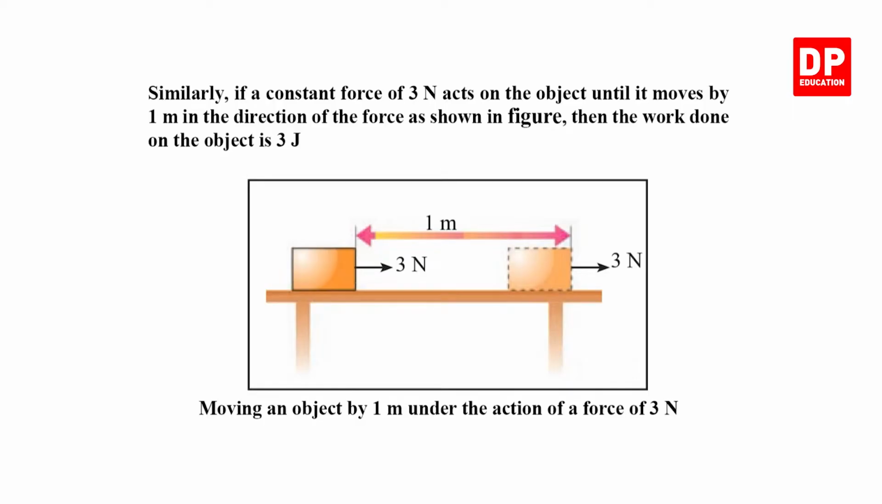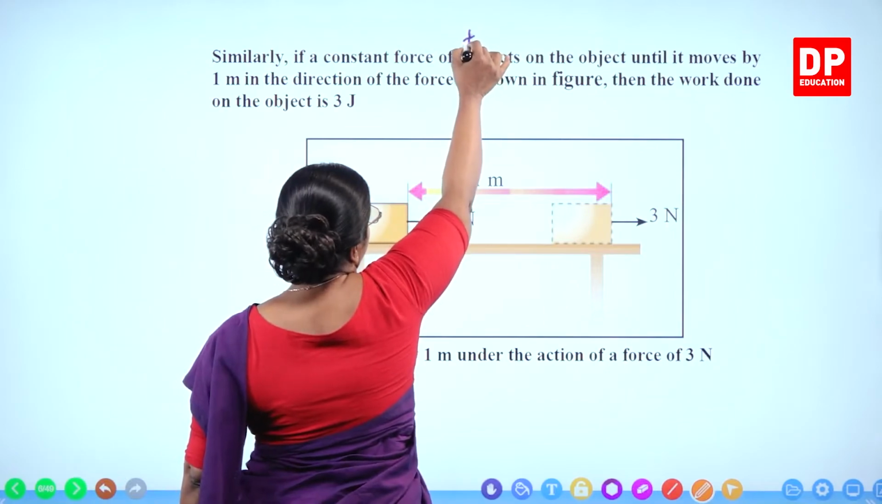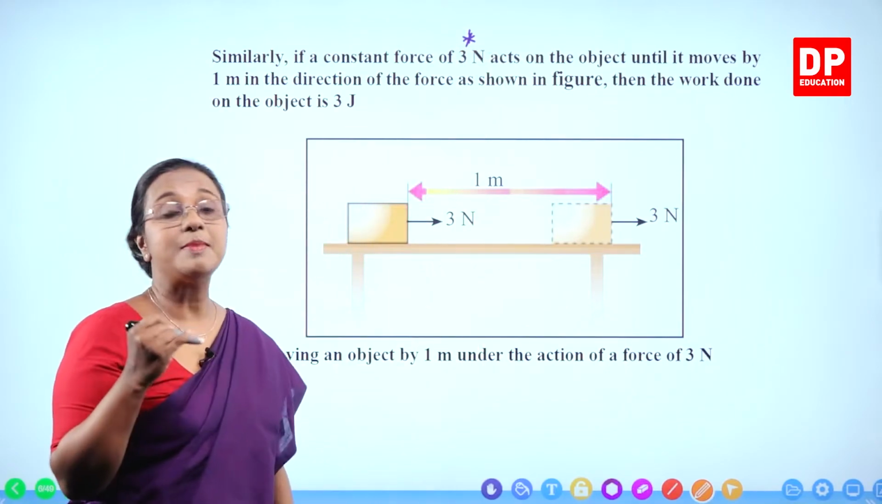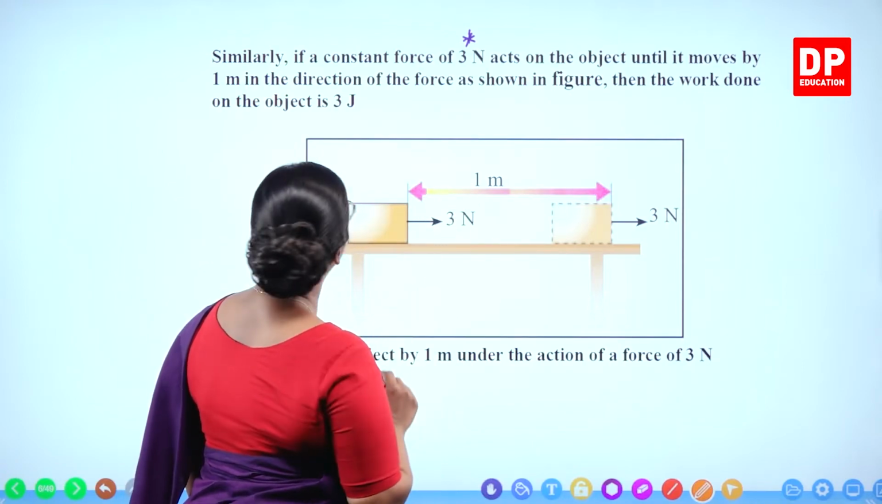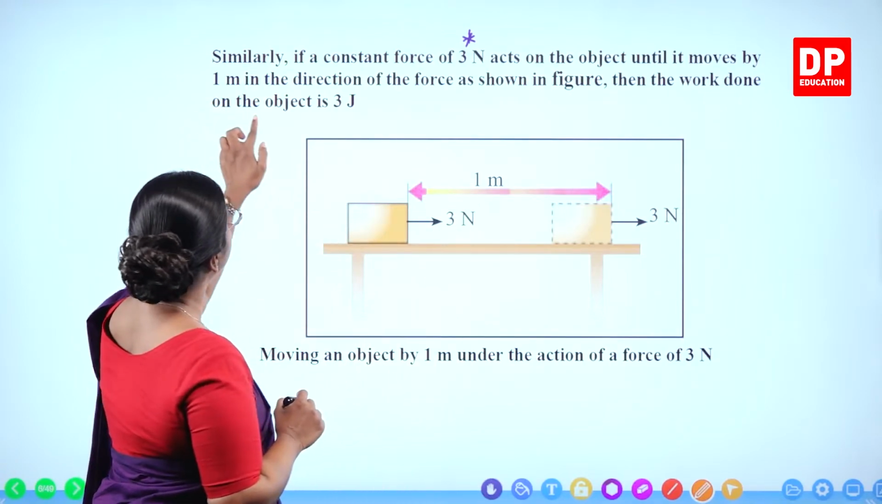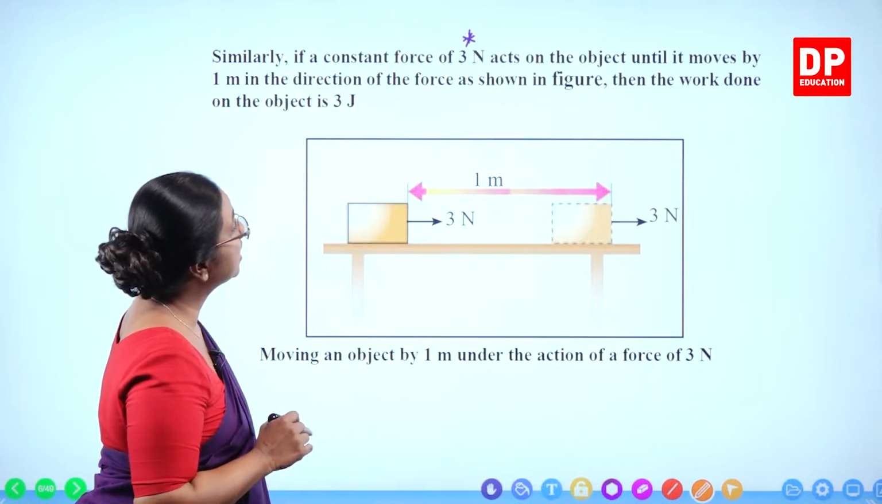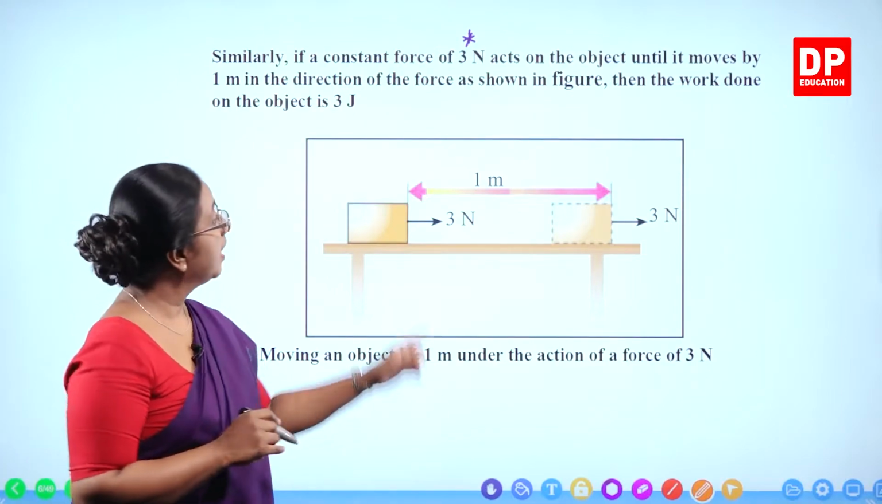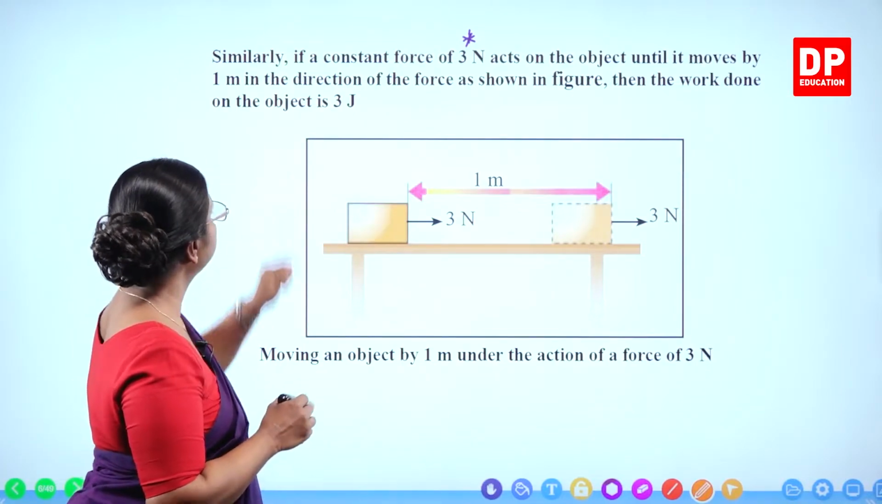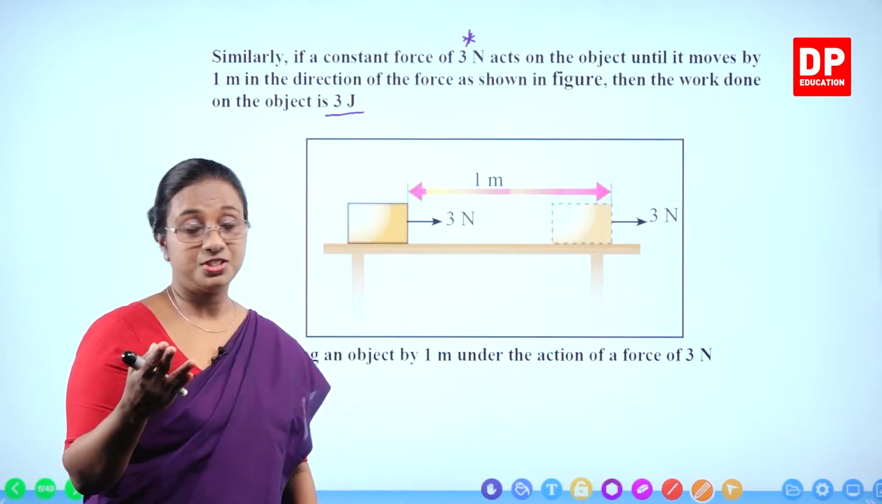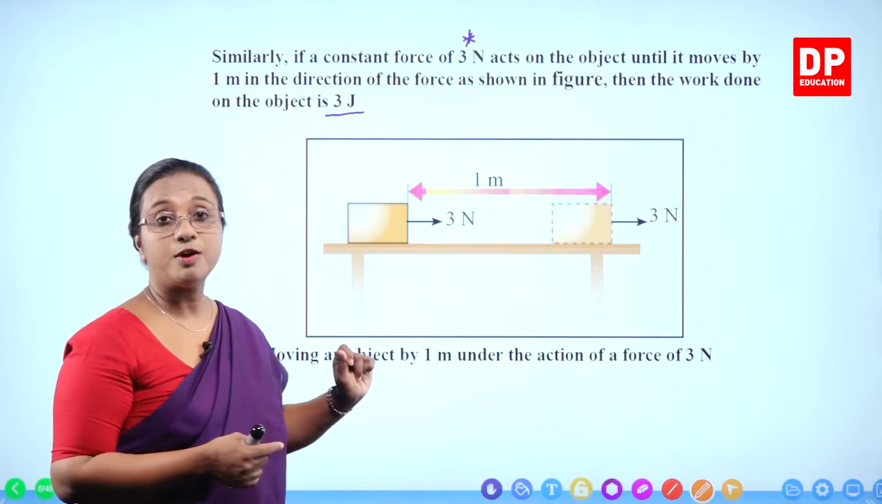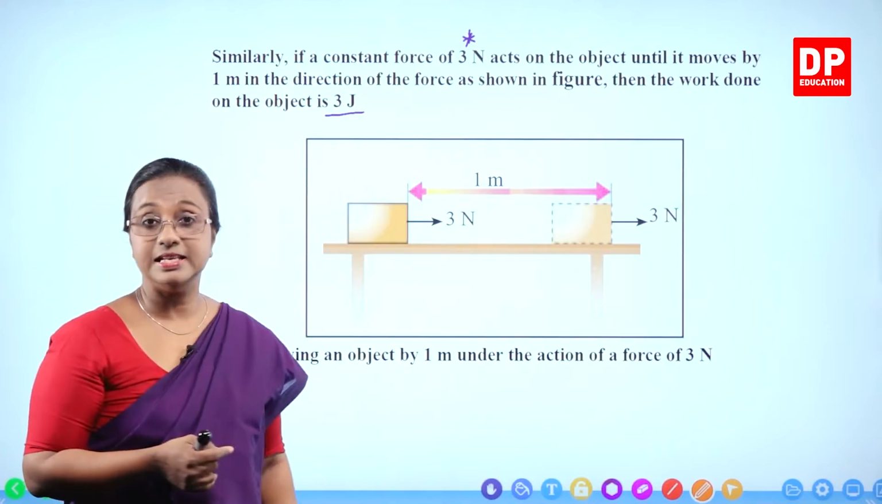Again the same thing, but similarly, if a constant force of 3 Newton, again we are increasing the magnitude of force, acts on the object until it moves by 1 meter in the direction of the force as shown in the figure, then the work done on the object is 3 joules. So again the same relationship. We increase the magnitude of force, the work done increases.